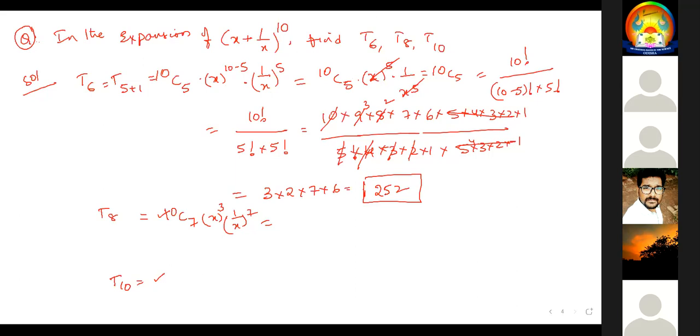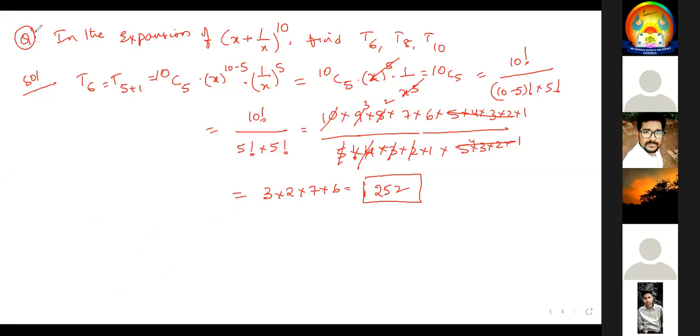When I'm asking for T8, over to the remaining persons. Please copy it. I'll come. So T8 is equal to 45 into 1 by x to the power 4.